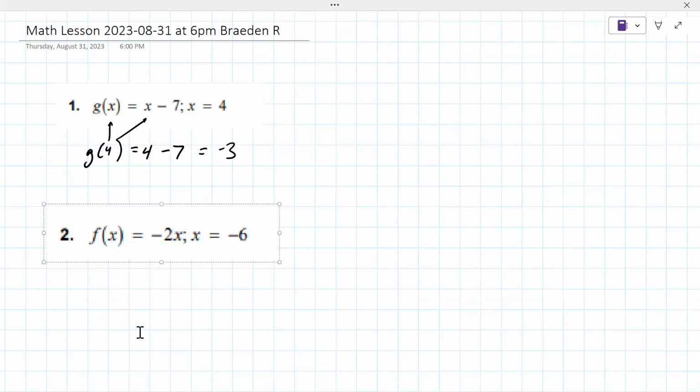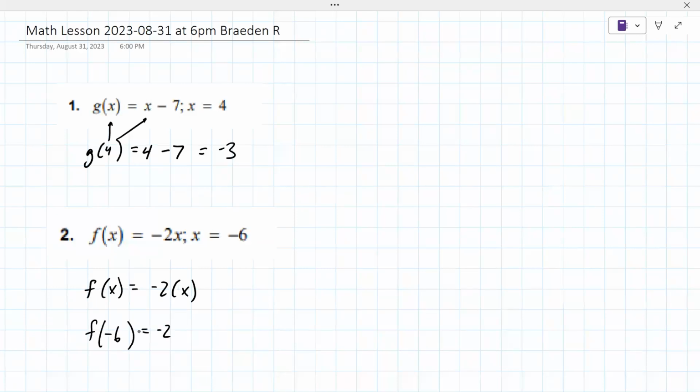So you can see the next one there. There is an important thing here that I'll show you that really will help long term. You really should treat the variable like it's in parentheses. So I'm just rewriting it as if it's in parentheses. When you put that -6 in, it's -2 times (-6) in parentheses. That just helps you to avoid making any sign errors.